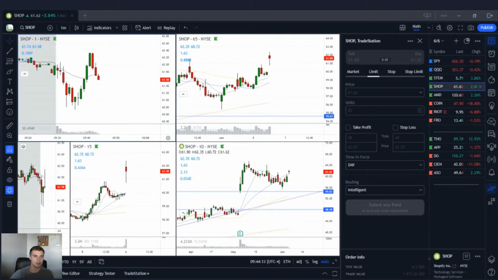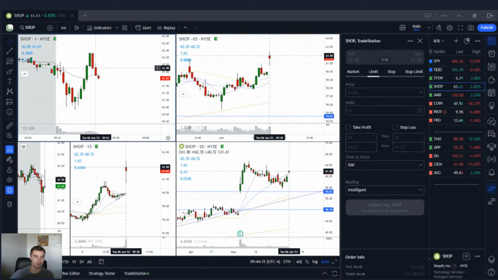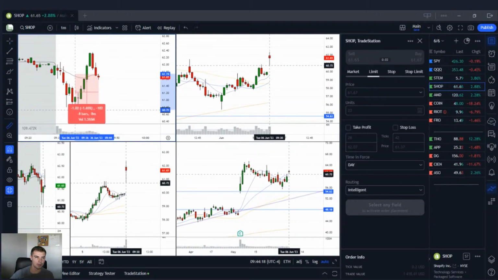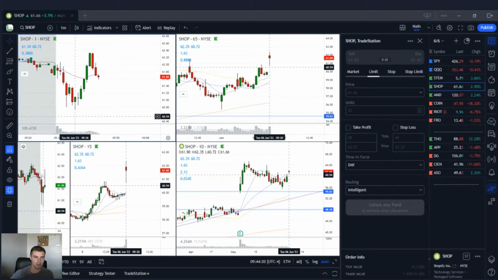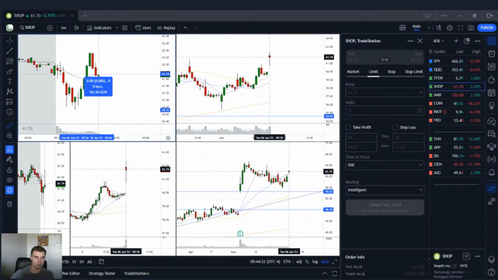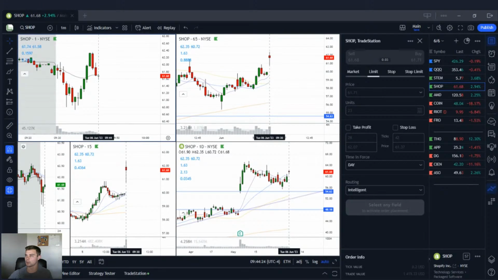Shopify. Yeah, I got Shopify 1 minute buy setup. Very interesting. Give it like a dollar stop loss. Doesn't have that much range left, so you'd probably tighten the stop up a little bit. But I do like that. Do like it. Keep an eye on it.